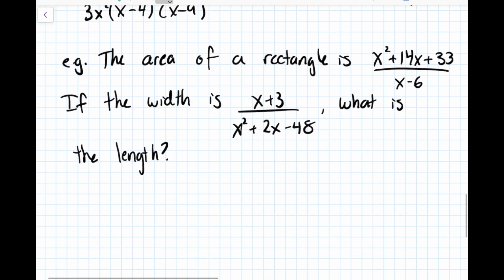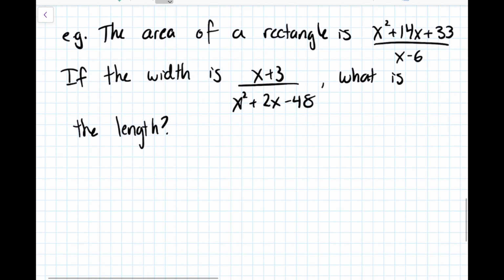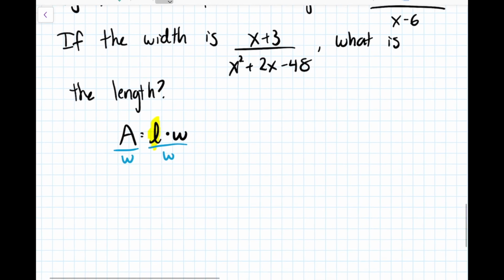And so the key thing to think about when you're dealing with area is, well, what's the area of a rectangle in general? So ignoring all these polynomials, remember the area is the length times the width. But we don't want the area. We actually know the area. We want the length. So to get that, we're going to solve for L by dividing both sides of this formula by W. And so what I end up with is my length equals my area divided by my width.